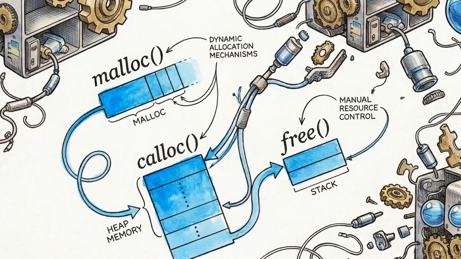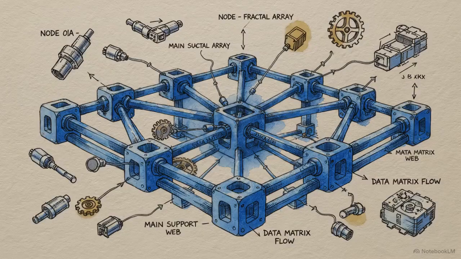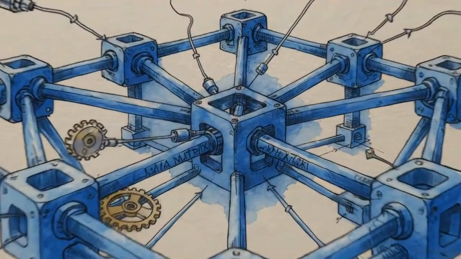Next, we will take the final step into manual resource control, dynamic memory management, using malloc and calloc alongside proper error handling. You now have the foundational tools for building complex data structures in C.